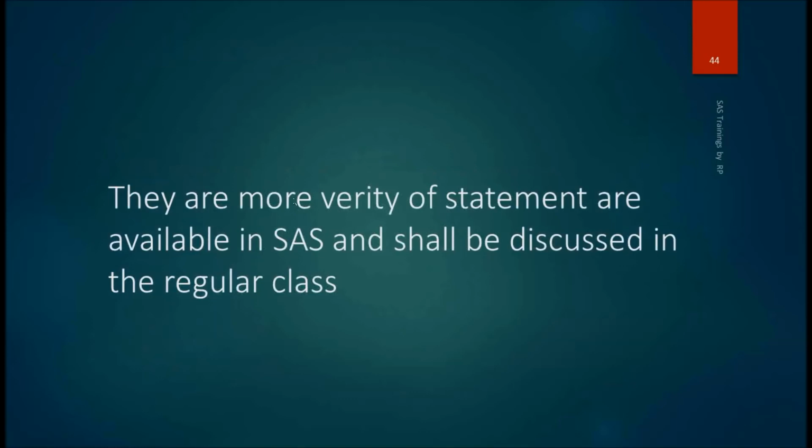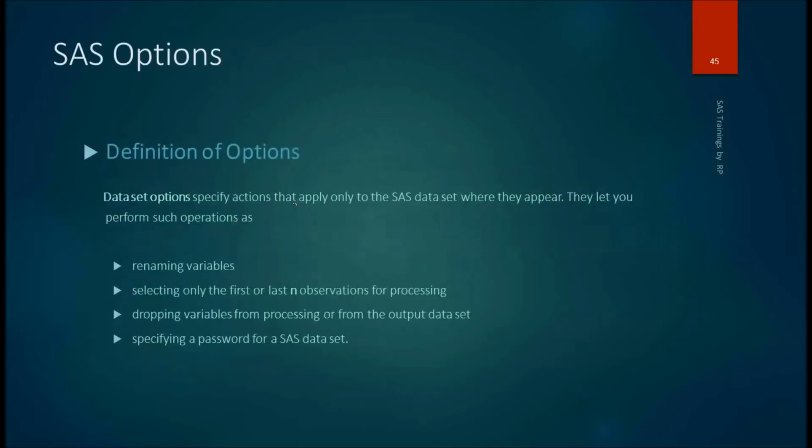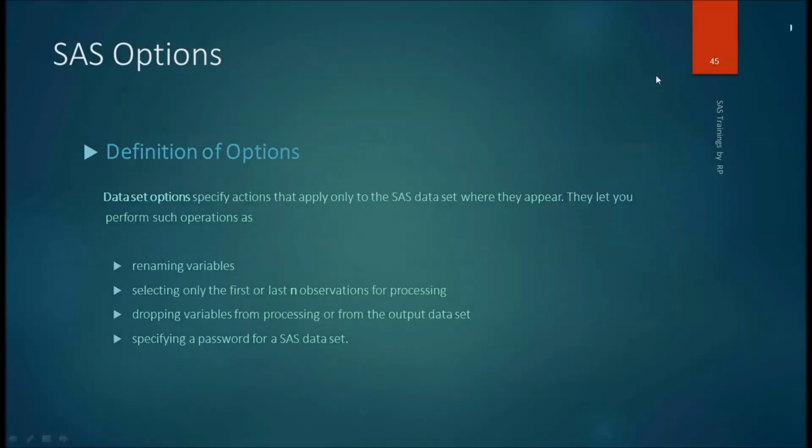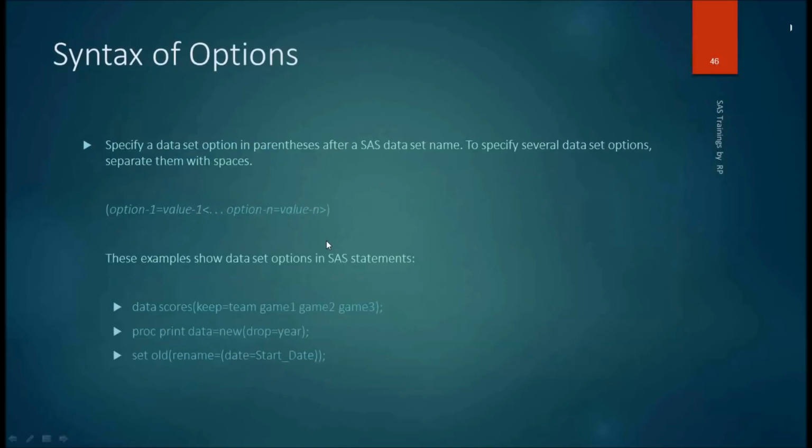There is a wider variety of statements available in SAS, and they shall be discussed in regular classes. SAS dataset options. Definition of options: dataset options specify actions that apply only to the dataset where they appear. By using dataset options, you can rename variables, select particular observations, drop variables, and create passwords for the input datasets.